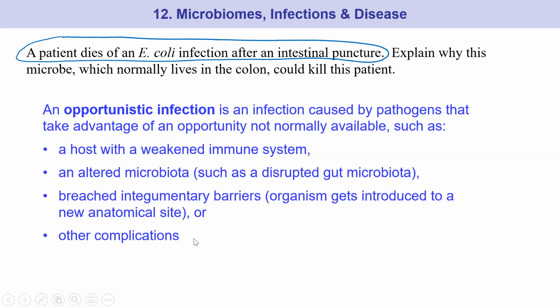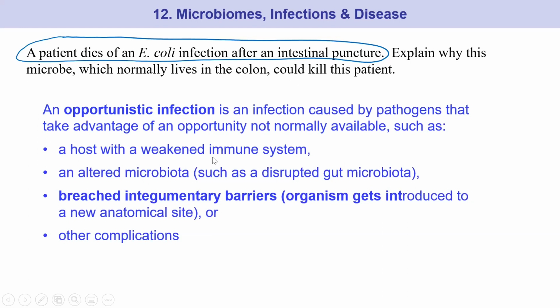And then other complications. There's a huge long list of things. People who have diabetes or cystic fibrosis, all of these complications sometimes make people more susceptible to certain types of infections than normal healthy people would be. So like I said, this one is really just talking about that. It's throwing down a scenario, which is an opportunistic infection, and asking you to explain it. And I'm bolding that to say, hey, this is the answer to that question.